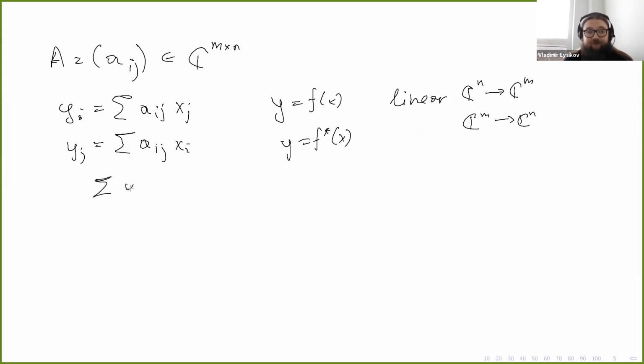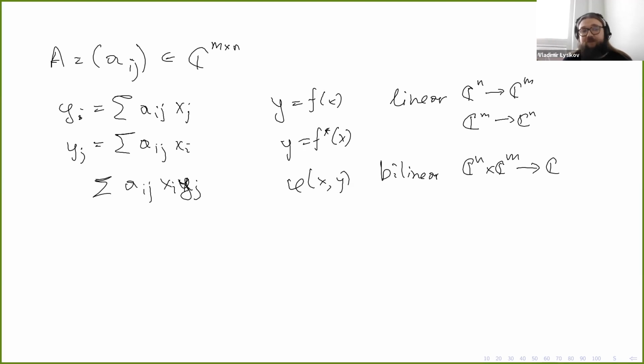And we can also consider the bilinear form, which is bilinear from C^n times C^m to C. And essentially, the thing is that we can freely go from one of these maps to another because they're defined by the same matrix. So if you have, for example, a map f, we can define phi of (x, y) as the inner product of f(x) and y, and so on.